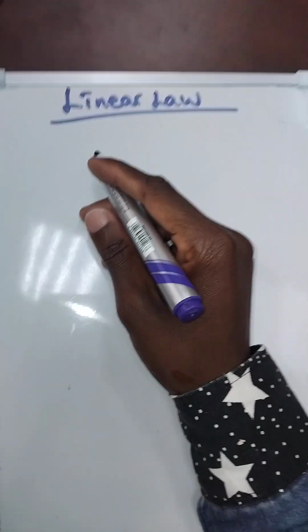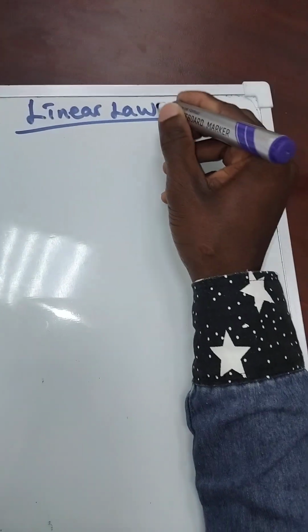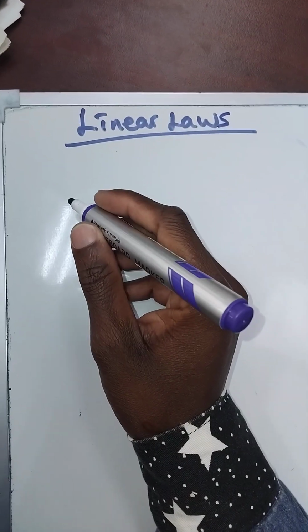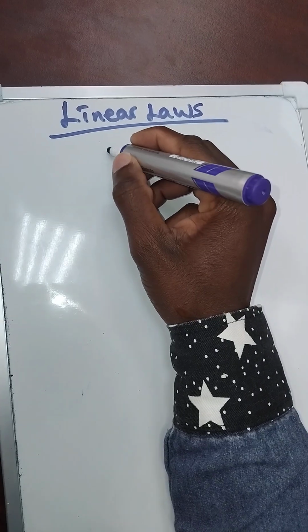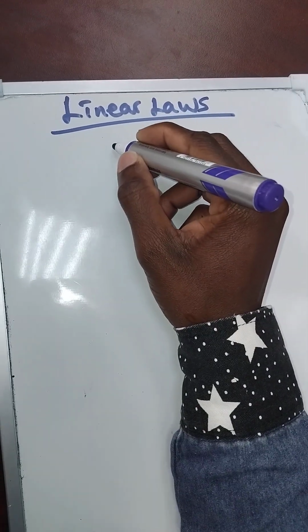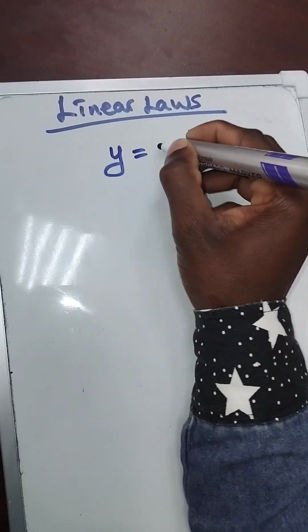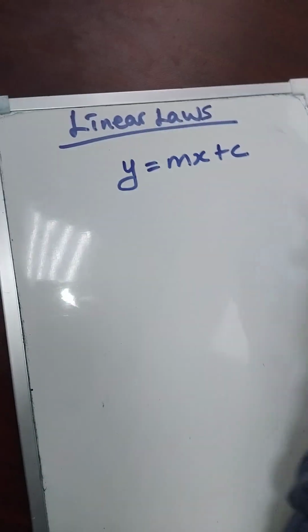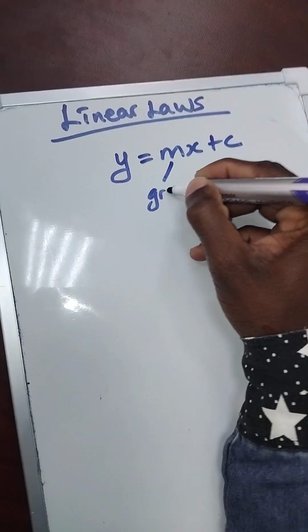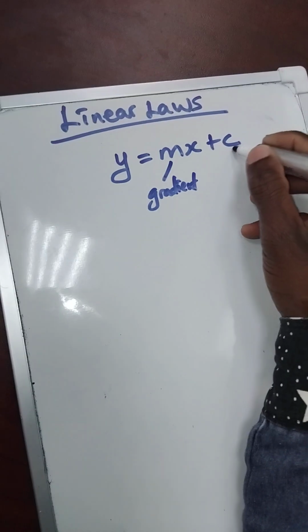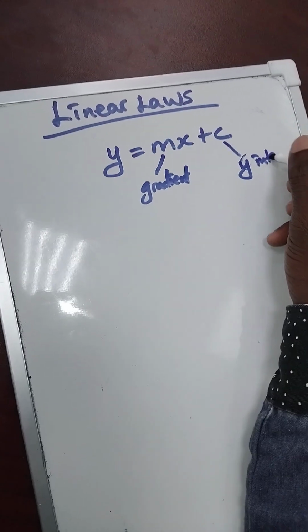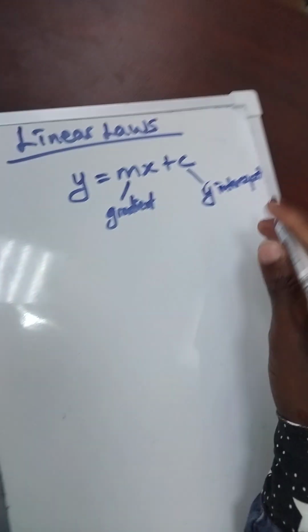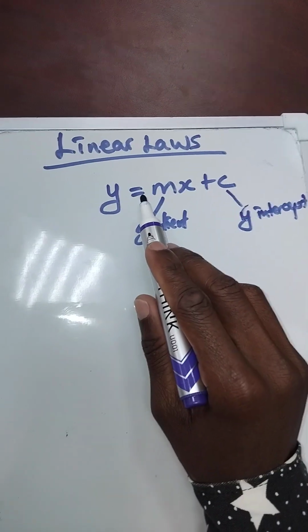Today I want to do linear laws. Introduction to linear laws. For example, we are dealing with a general equation of a straight line, y is equal to mx plus c, where m is the gradient and c is the y-intercept. So we are dealing with a general equation of a straight line.